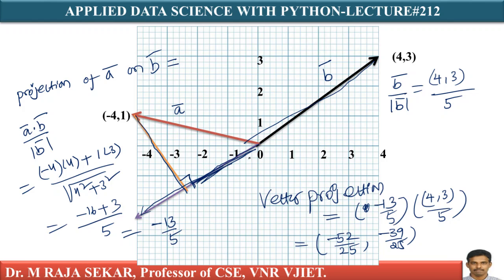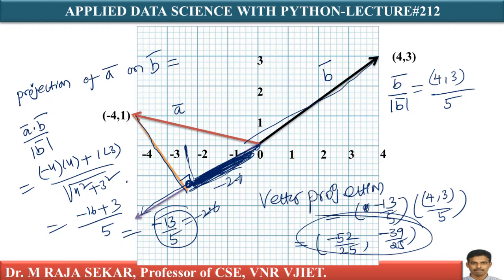What is my scalar projection? My scalar projection is minus 13 by 5. Just see, this is 0, and you are moving to the negative side. It is approximately minus 2.6, so this length is minus 13 by 5. And if you need the vector, just multiply with the unit vector. Whose unit vector? B's unit vector. Now just draw this vector, and you can understand what this vector projection is.